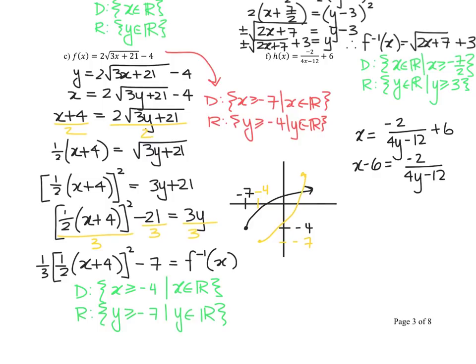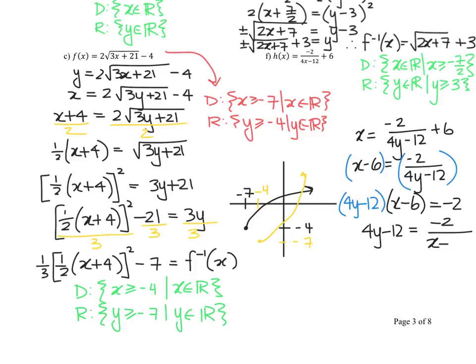I'm going to multiply both sides by 4y minus 12. So then I end up with 4y minus 12 times x minus 6 on the left side, and I will end up with just -2 on the right side. And that will help me isolate because now I can say 4y minus 12 is equal to -2 over x minus 6. So I can now say that I'll have 4y equaling negative 2 over x minus 6 plus 12.